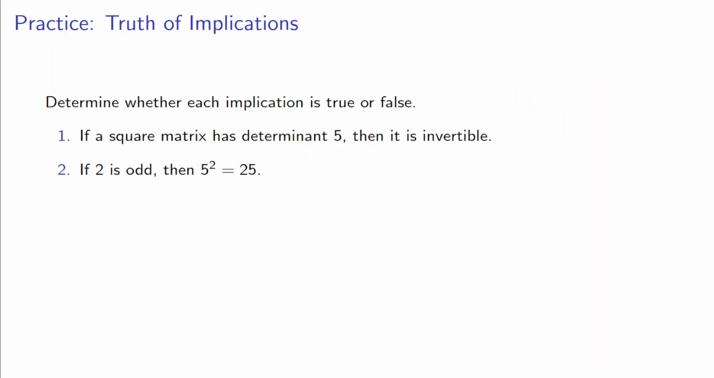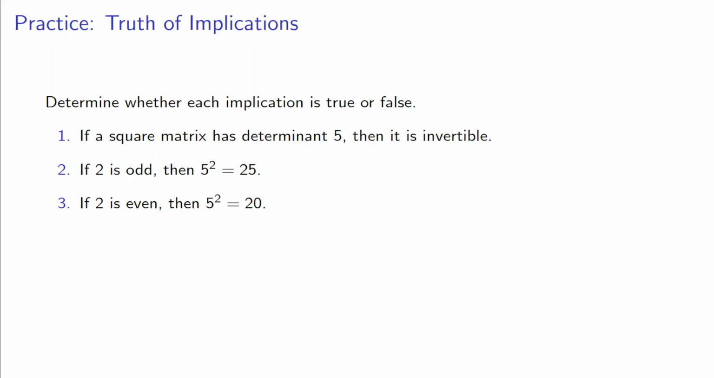What about this one? If 2 is odd, then 5 squared equals 25. Here we have that P is false. 2 is not odd. So the whole statement, if P then Q, is automatically true, right? We don't actually care whether the Q portion is true or false. So 5 squared does happen to be 25, but we don't care. The hypothesis here is false, so the statement as a whole is true.